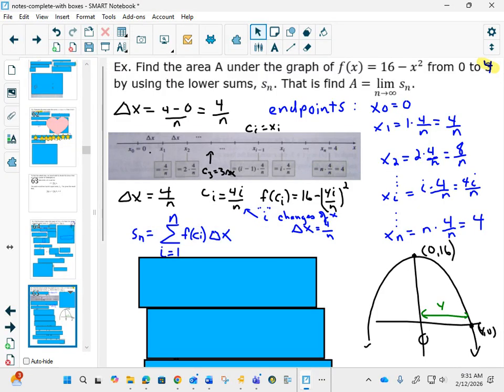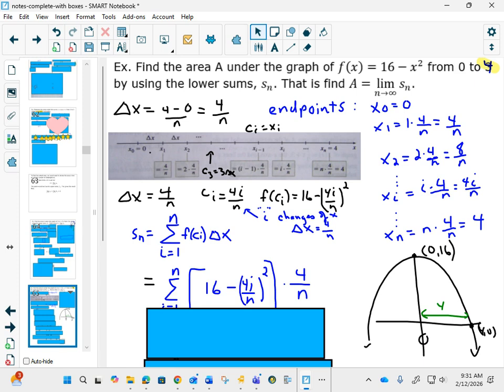Set up our sigma notation. The sum of all of those rectangles will be all of the changes of x times all of the heights. And now we can substitute in, for the changes of x, 4 over n. For the f of ci, we can substitute in 16 minus 4i over n squared. Our goal in this is to simplify it so that we can get a sum from 1 to n of one of the 3 formulas that we had the other day. That's our goal.